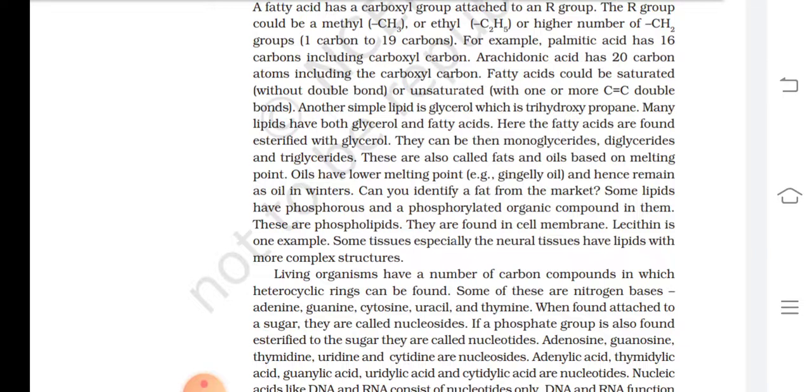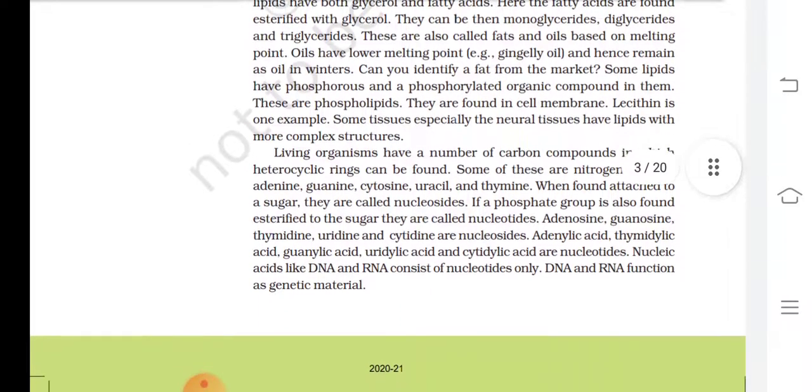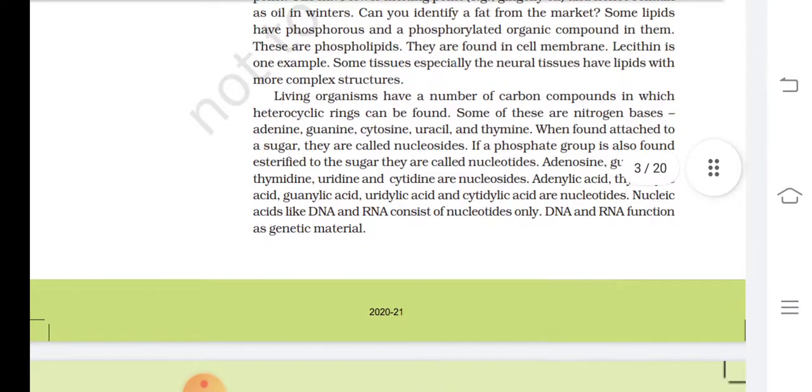These are phospholipids. They are found in cell membranes. Lecithin is one example. Some tissues, especially neural tissue, have lipids with more complex structure. Living organisms have a number of carbon compounds in which heterocyclic rings can be found. Some of these are nitrogen bases: adenine, guanine, cytosine, uracil, and thymine. When found attached to a sugar, they are called nucleosides.